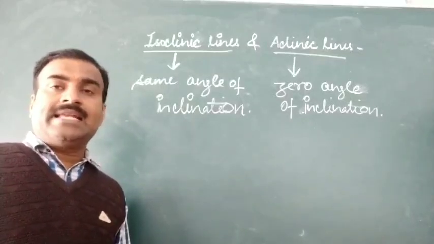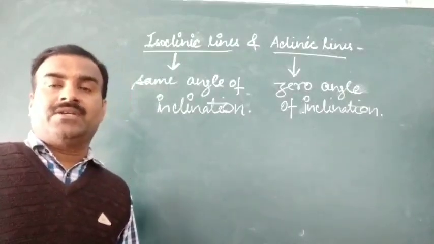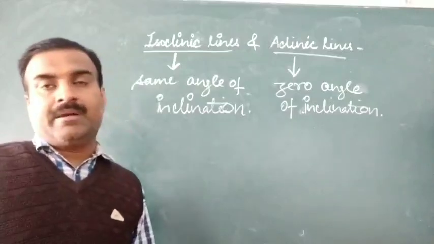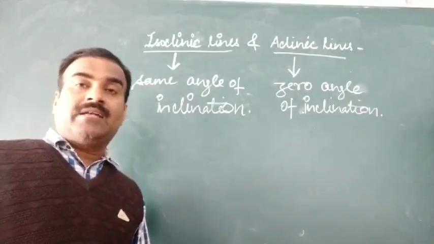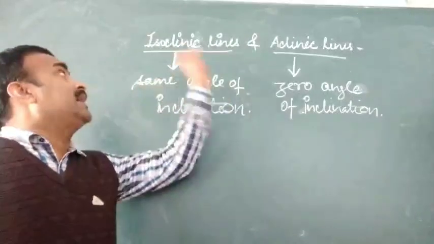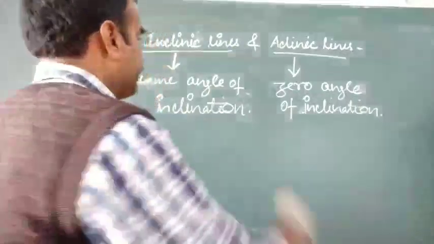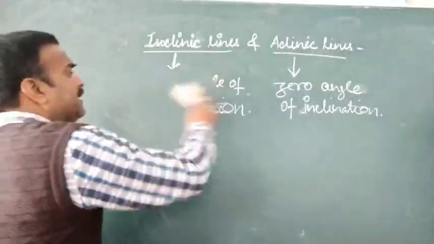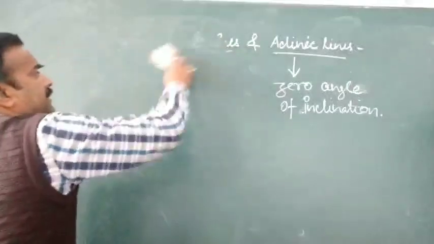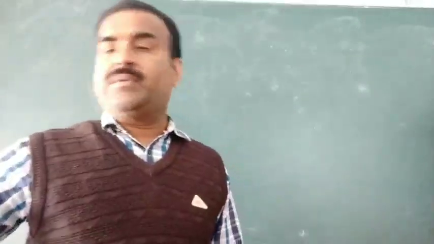Again, I think there is no need to explain these things: how we can define and differentiate between the temporary magnet and the permanent magnet, how we can define the properties of a magnet, how we can define isoclinic lines and aclinic lines. These things are already explained. Now see some more topics that are given in the exercise questions. I want to take some questions from the exercise.